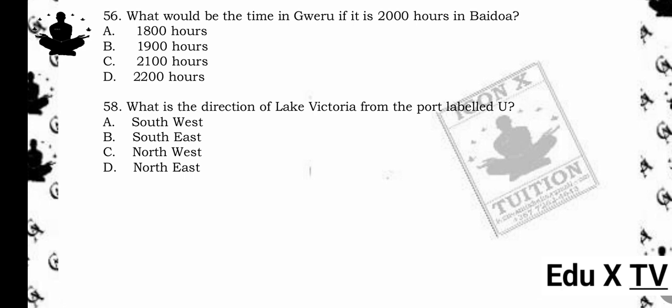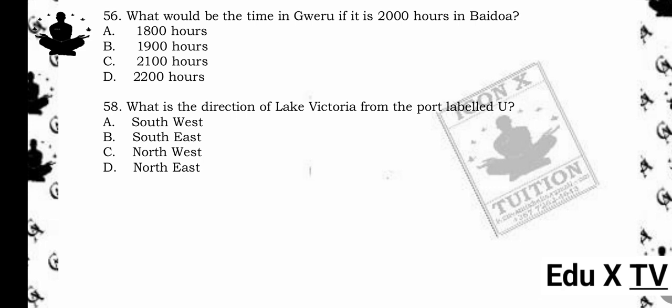56. What would be the time in Gweru if it is 2,000 hours in Baidoa? A, 1,800 hours. B, 1,900 hours. C, 2,100 hours. D, 2,200 hours. The answer is B, 1,900 hours. Reason being, Gweru is in a time zone 1 hour behind Baidoa. So, 2,000 hours in Baidoa equals 1,900 hours in Gweru.